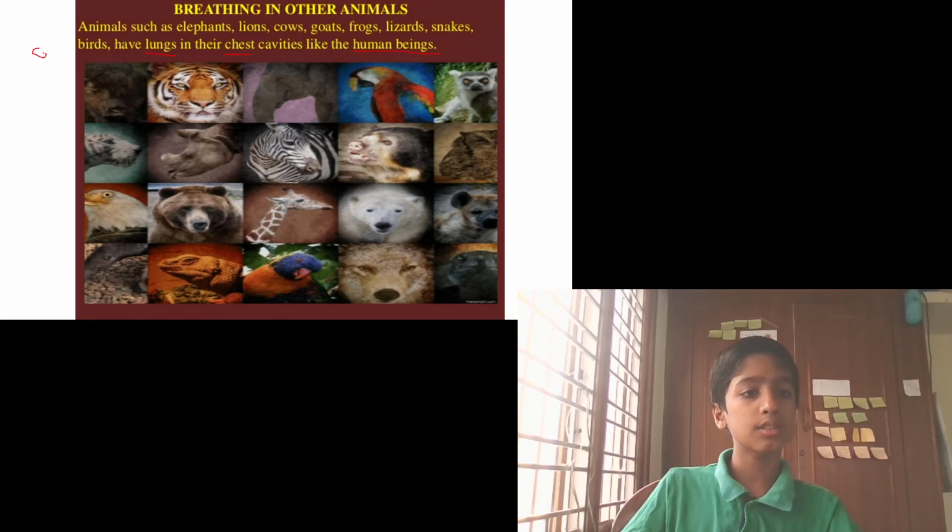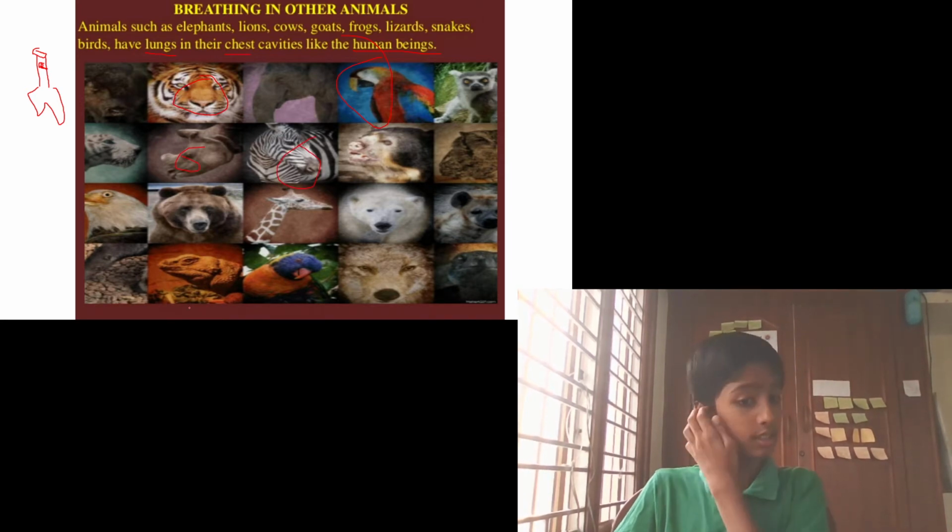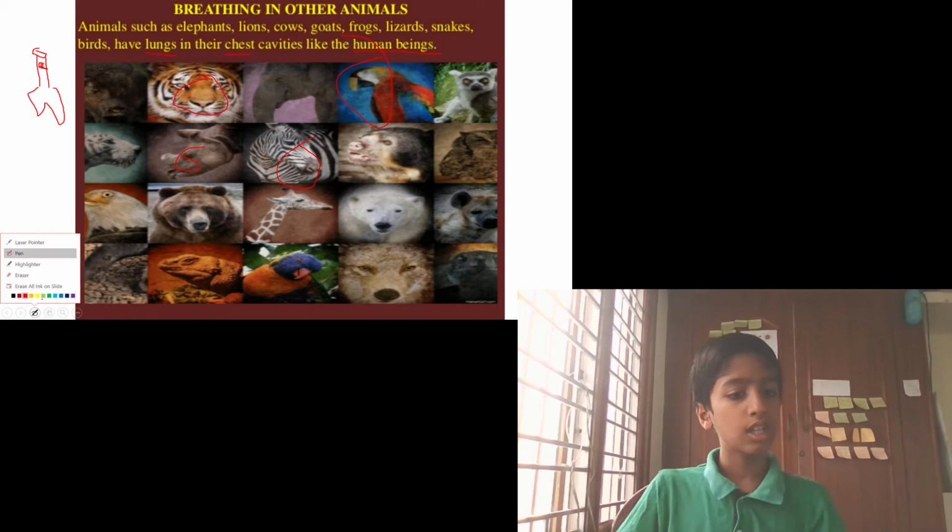I'll explain. If this is a human being and his body is like this, and this is the leg, this part will be the chest, and here there will be the lungs of the respiratory system. So every animal has lungs in its chest. Okay, now let's move on.